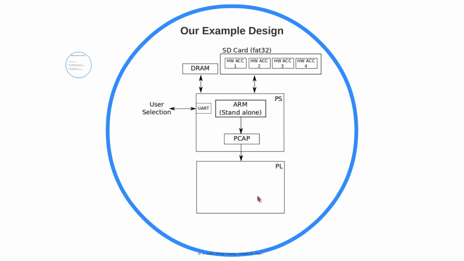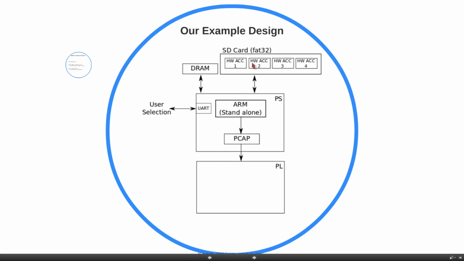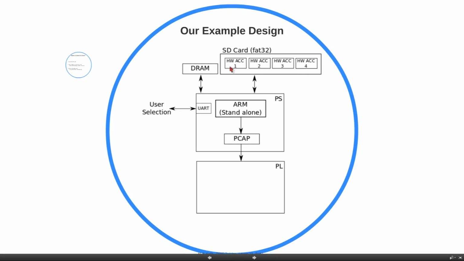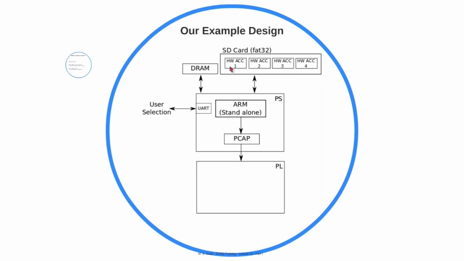My example design contains 4 hardware accelerators. The first one performs a simple addition, the second a subtraction, the third an increment, and the fourth a multiplication. These are very simple AXI slave components, and each one is representative of a PL configuration, a bitstream.